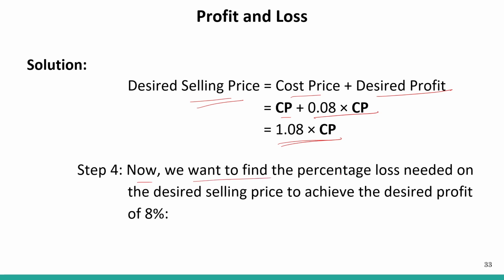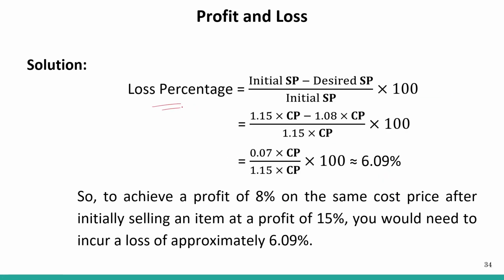So now we want to find the percentage loss needed on the selling price to achieve the desired profit of 8%. Okay. So loss percentage is equal to initial selling price minus desired selling price, so this will be 0.07 CP, over the cost price, right? So into 100, so it will be 6.09% approximately.